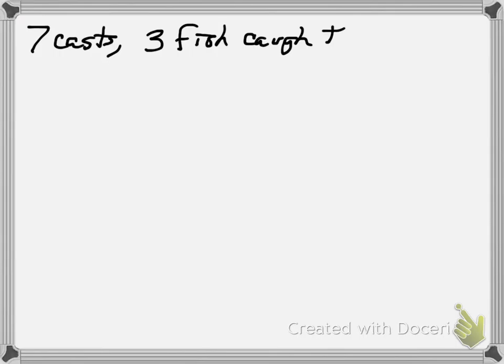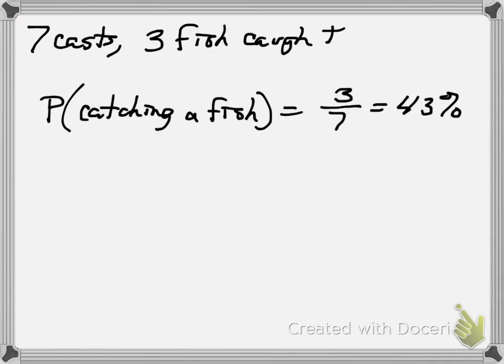Okay. If you're going fishing, you make 7 casts and you catch 3 fish. That means that the good is 3 and the total is 7. The way you write that is you write a capital P with parentheses and then whatever the good thing is. So the probability of catching a fish is 3 over 7, which we could write as a percentage. It could be 43%. So you have a 43% chance of catching a fish.